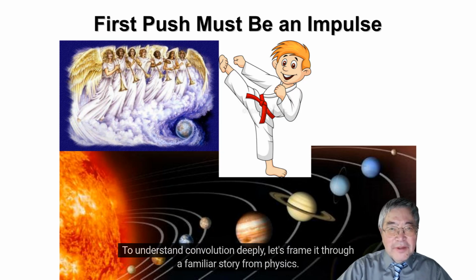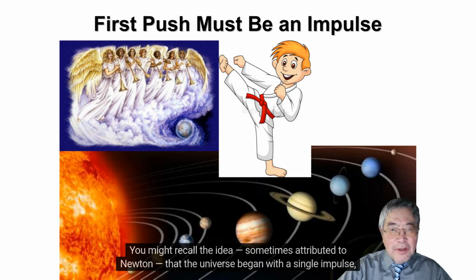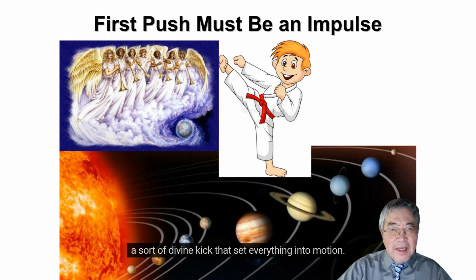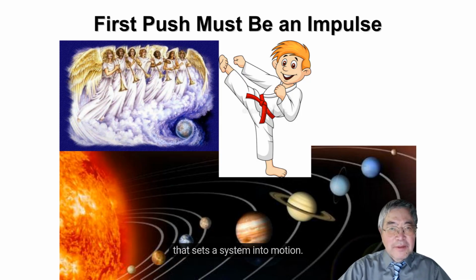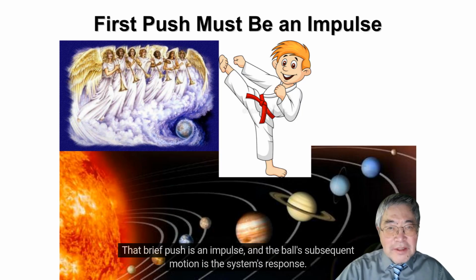To understand convolution deeply, let's frame it through a familiar story from physics. You might recall the idea, sometimes attributed to Newton, that the universe began with a single impulse, a sort of divine kick that set everything into motion. Whether metaphor or mechanics, this idea captures something fundamental. In physics, we often model this idea of an initial force as an impulse, a very short burst of energy that sets a system into motion. For instance, think of hitting a golf ball with a club. That brief push is an impulse, and the ball's subsequent motion is the system's response.